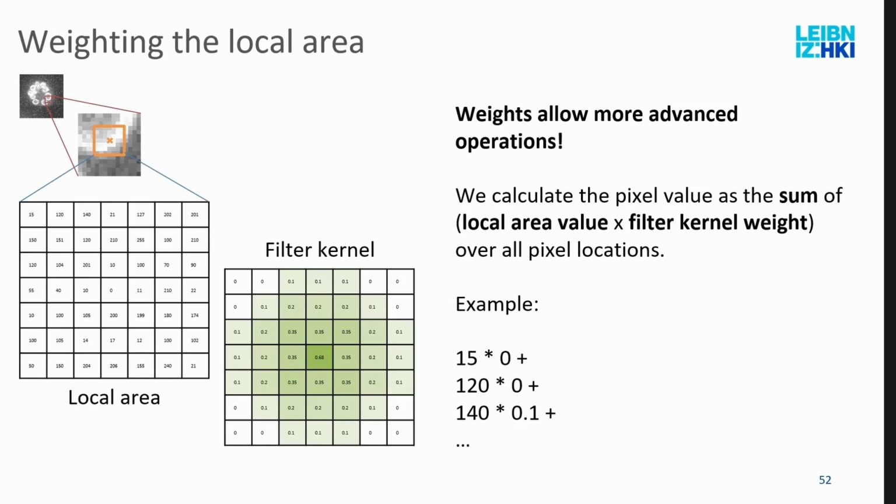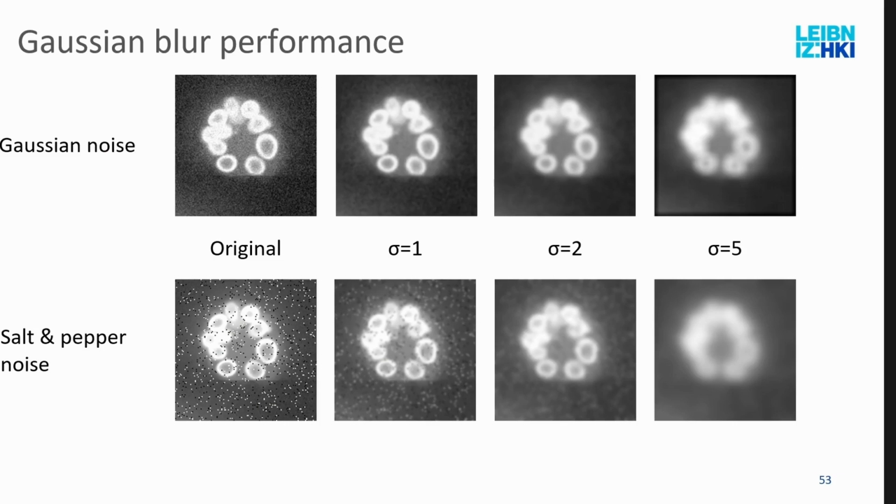I have it also as a slide. So this: 15 times 0 plus 120 times 0 plus 140 times 0.1, and you do this for everything. The computer will do it fast for you because it's a computer. Also, it has an optimization that can do this extremely fast by doing some transformations internally into a different space, into frequency space. And then this way it just calculates.